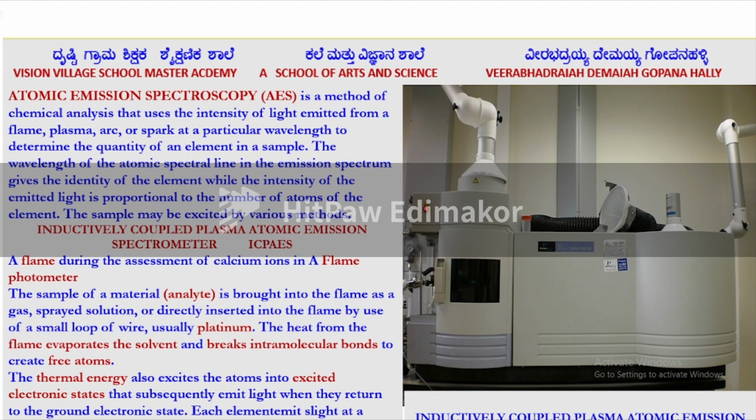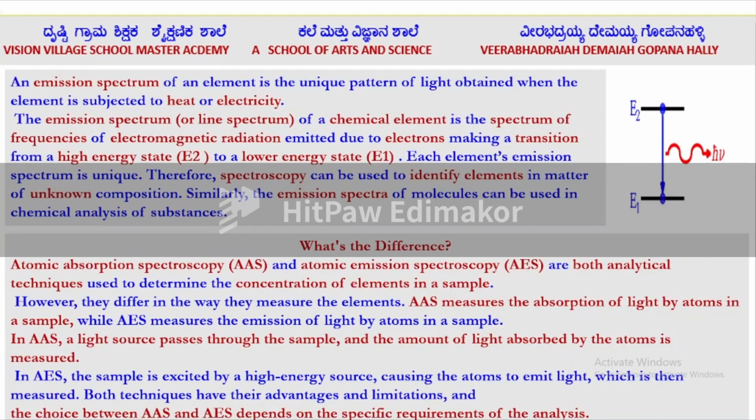The sample of material analyzed is brought into the flame as a gas, sprayed solution, directly inserted into the flame by using a small loop of wire, usually platinum. So therefore the thermal energy also excites the atoms into excited electronic states that subsequently emit light when they return to the ground state. Ground electronic state, this atom excites from ground state to excited state. The difference between the two states can be measured with the help of sophisticated instrumentation technology using data station.